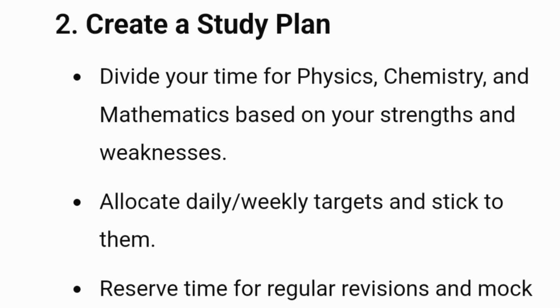The second most important thing is you need to create a study plan. You have to divide your time between physics, chemistry and maths based on your strengths and weaknesses. You will also need to allocate daily targets: how many chapters or sub-chapters you have to cover on a particular date, and how many topics under a sub-chapter you can cover. And you should have a daily chart available, and you should also have weekly targets.